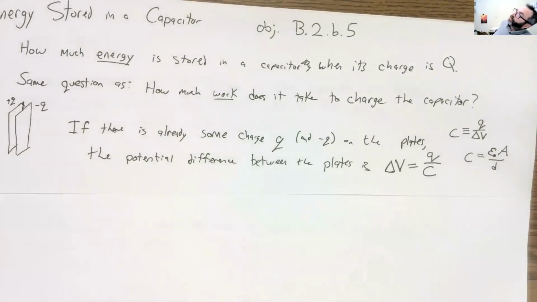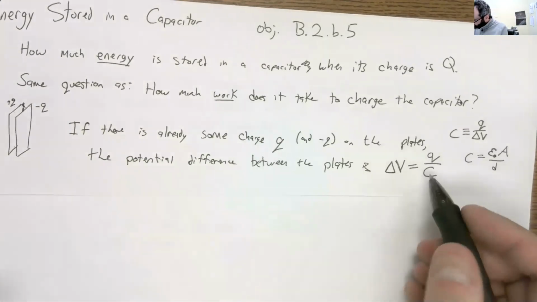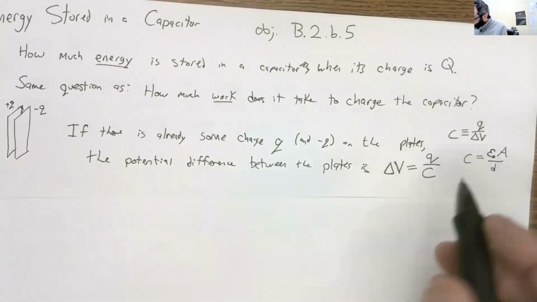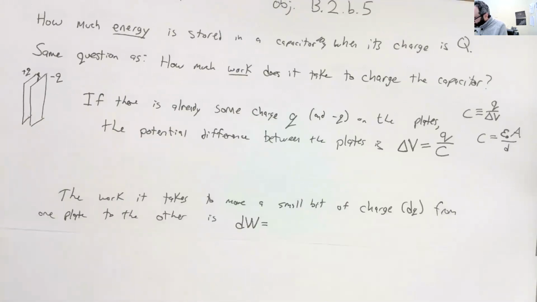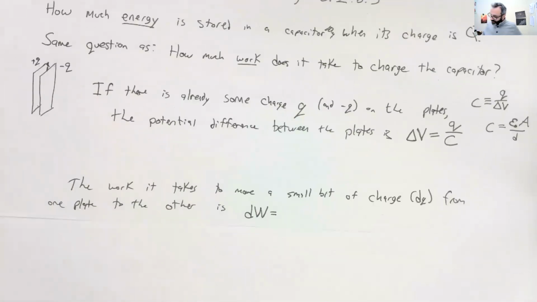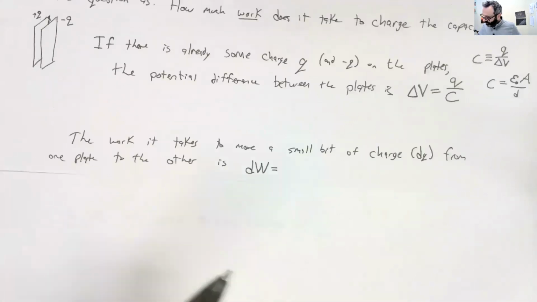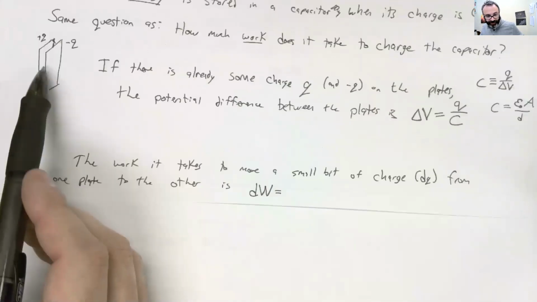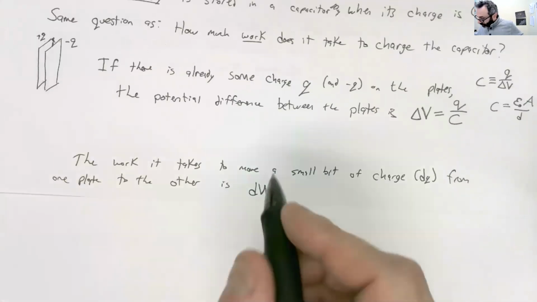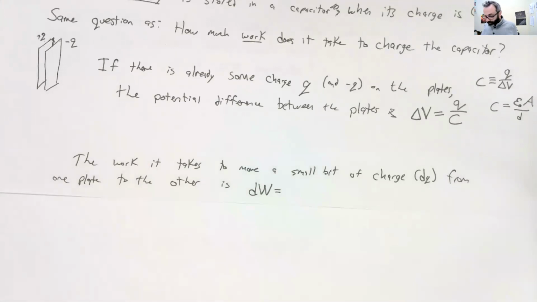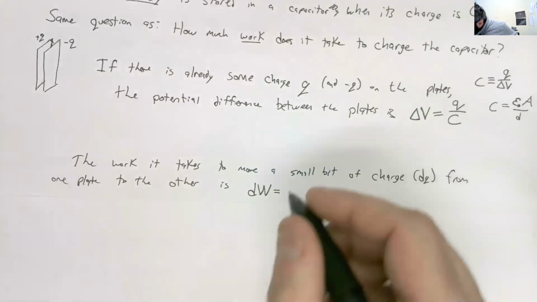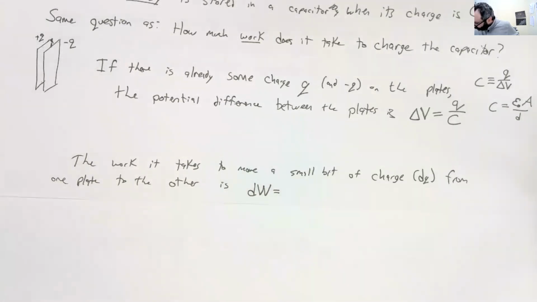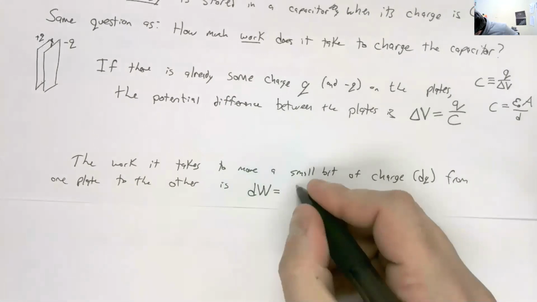So we should take the derivative. Well, we'll need to. We don't need to take the derivative of this, right? We know that. So we know the work it's going to take to move a small bit of charge, an infinitesimally small piece of charge, dq, from one plate to the other plate. So we're going to get an infinitesimally small piece of work. But we know that the work is just going to be the charge, the dq, times the potential difference.